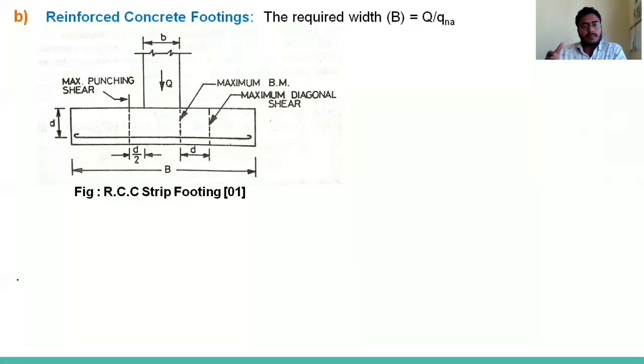Or for diagonal shear, we take the maximum diagonal shear at a distance d, where d is the effective depth, right? So there is a reason why we take it at the d distance. We'll say there is a crack pattern, so it will be at 45 degrees. Suppose depth d is there, and we take the horizontal distance in the horizontal direction at 45 degrees, so d and d. That's why we take the maximum diagonal shear at a d distance from the face of the column. So that is very important.